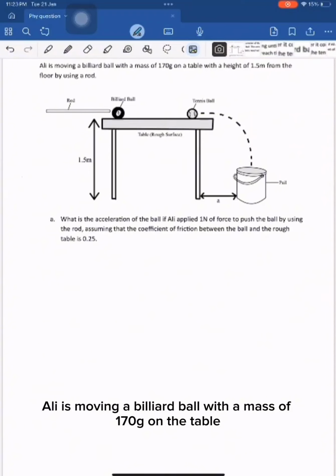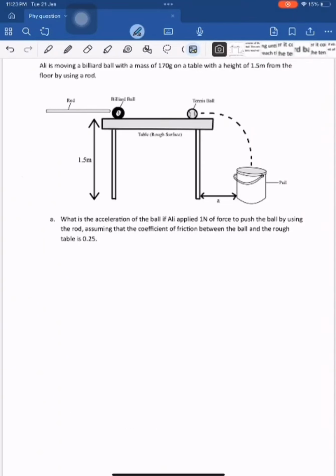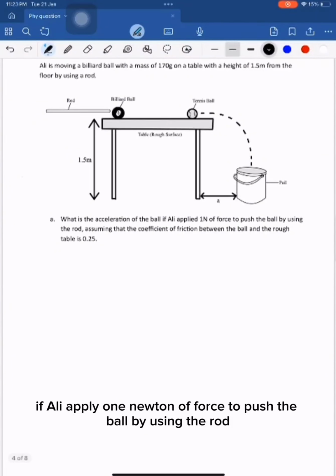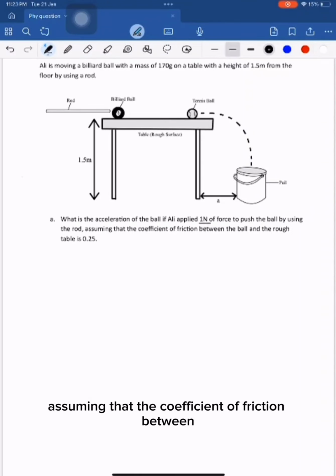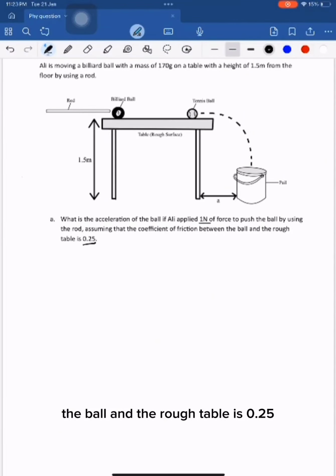Ali is moving a billiard ball with a mass of 170 grams on a table with a height of 1.5 meters from the floor by using a rod. Look through the picture for our apparatus setup. Move on to the first question. What is the acceleration of the ball if Ali applies 1 Newton of force to push the ball using the rod, assuming that the coefficient of friction between the ball and the rough table is 0.25?